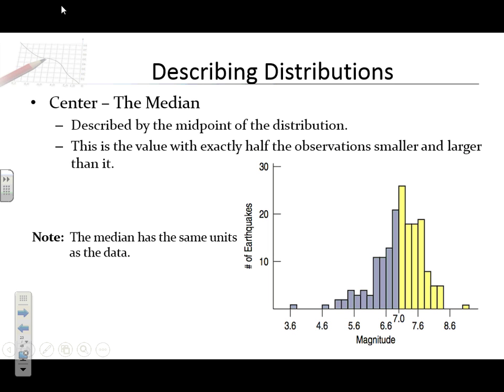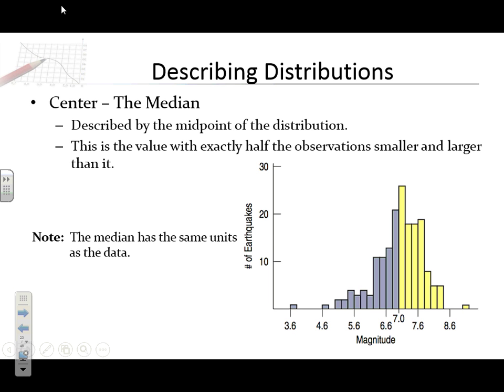So when you look at a graph, and again, when you have a graph with no accompanying data, the best you can do is just guess as to where the center of the data is going to be. So where's the center of the graph? In this case, they picked right about at 7. So a magnitude of 7 seemed to be the good cutoff, so that 50% of the observations are less than 7, 50% of the observations are greater than 7.